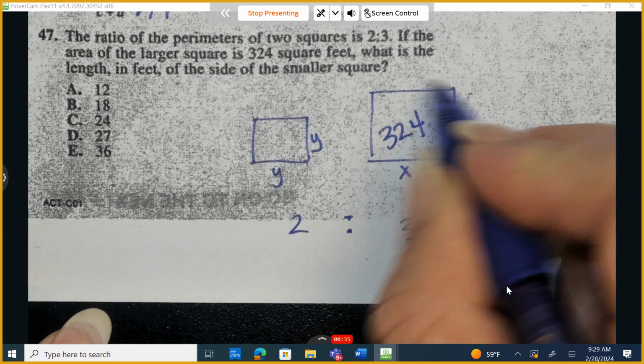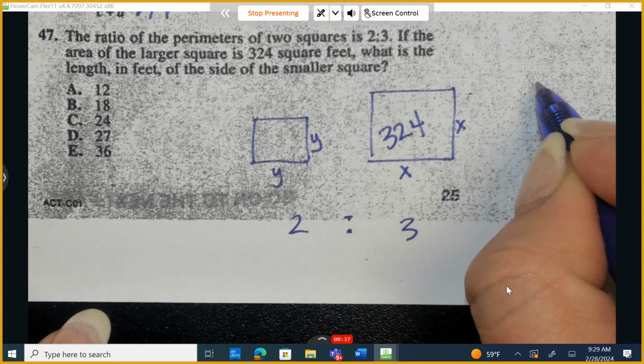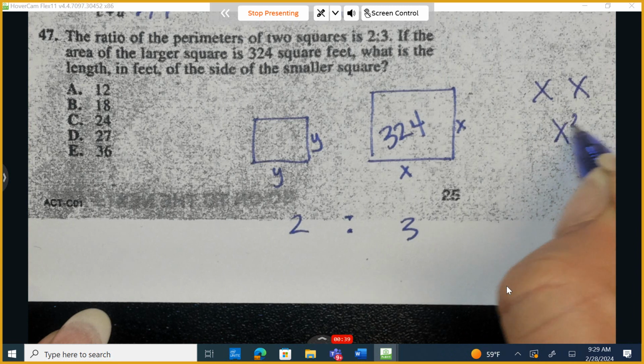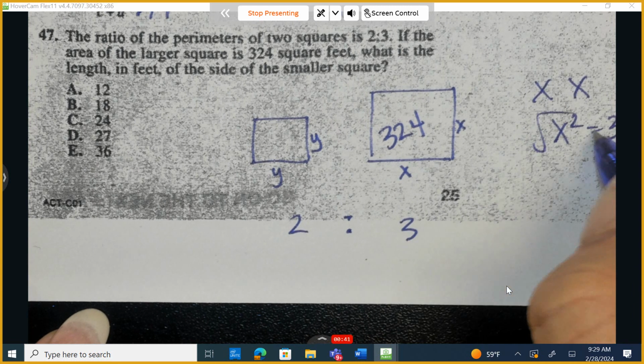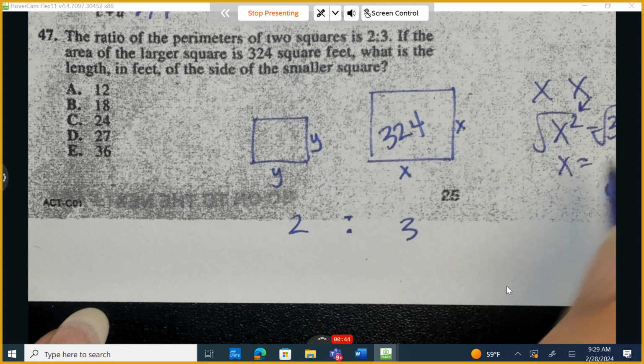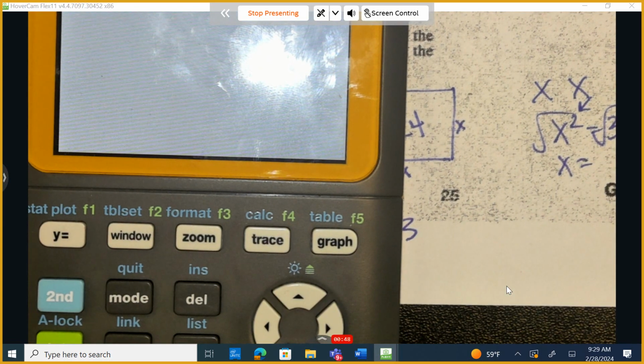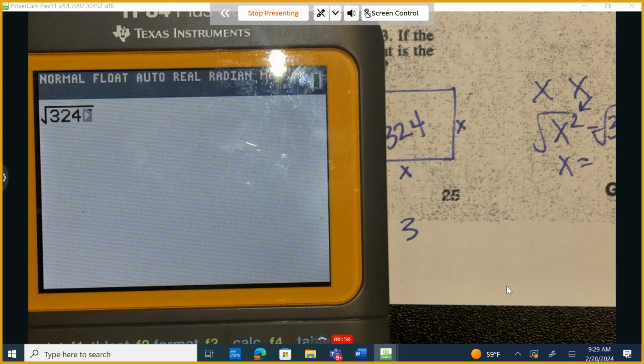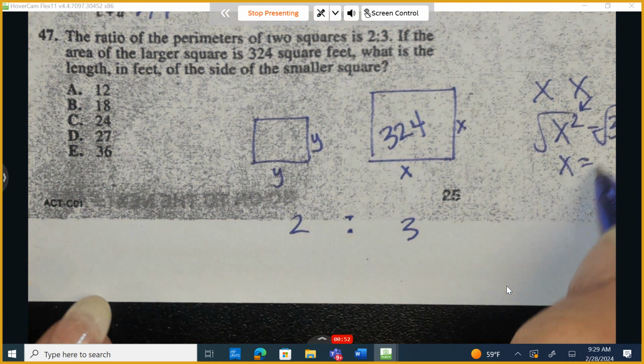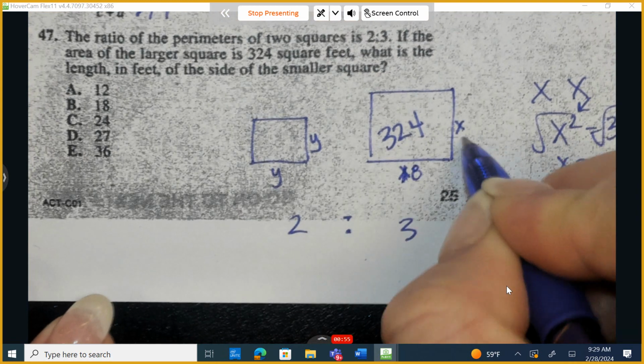Now, to figure out the area of a square, I'm going to take side times side, or side squared, set equal to 324. Normally we would say we have a plus or a minus, but when we're talking about length, it's only positive. Grab your calculator if you don't have that memorized. We're going to take the square root of 324, and we can see that we end up with an answer of 18. So what does that mean? That means this is 18, right?